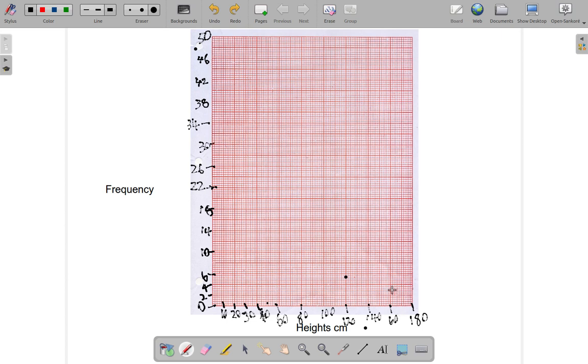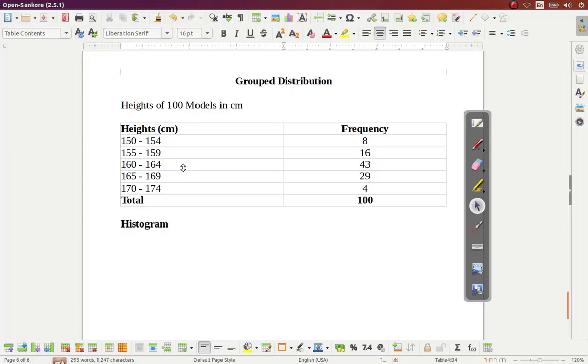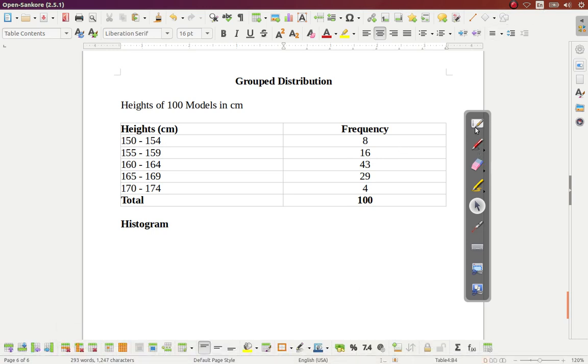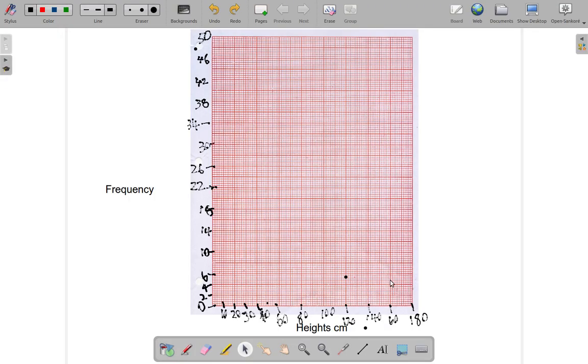Now, you're going from 150 to 154 up to 8. Now, the thing is, the problem you would run into is that you're starting at 175. If you do that, all the graph would be taken up by only this tiny little portion of the graph paper, and you don't want to do that. All right?